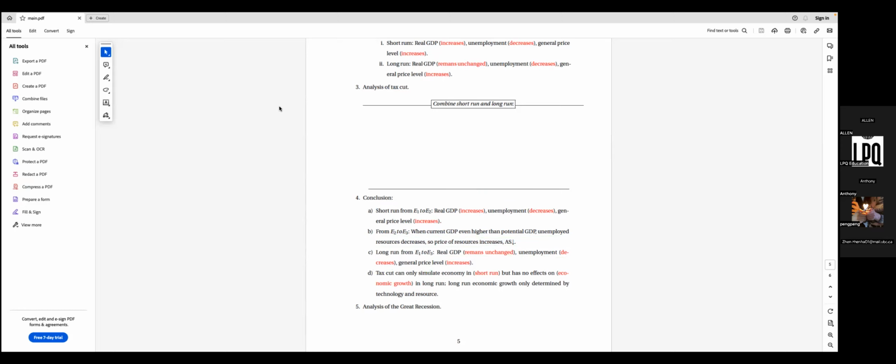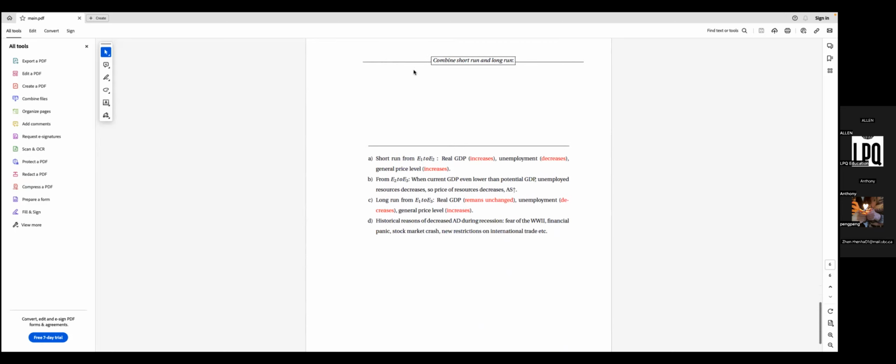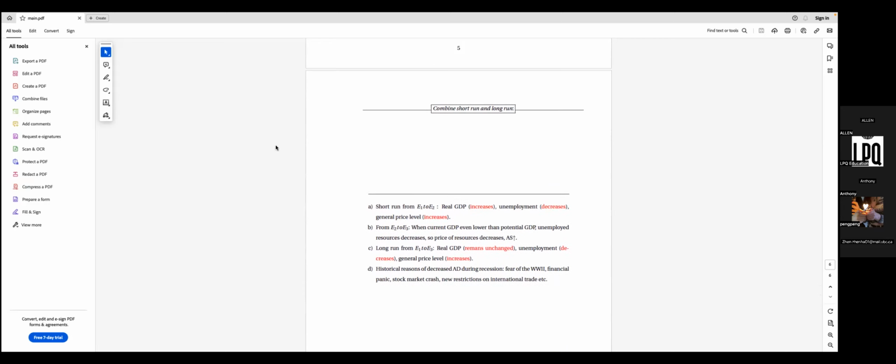Okay, last page. We can also use the same framework to analyze the so-called Great Depression. The Great Depression was the first major global financial crisis in human history. It was not only in the USA, this economic crisis affected the whole world. So we draw the graph.